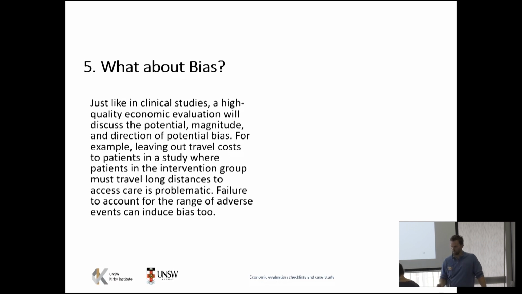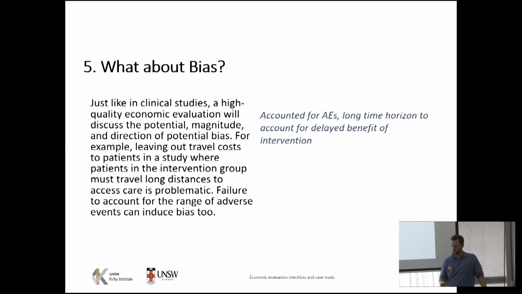There were just a couple of things that I thought were good inclusions. So they accounted for adverse events. Sometimes you'll see economic evaluations that don't account for adverse events, and obviously that's biasing towards favouring the intervention because it's not taking into account all the potential harms of that intervention.